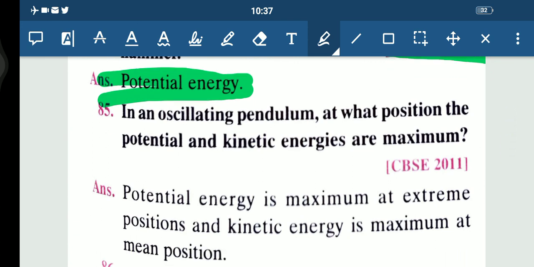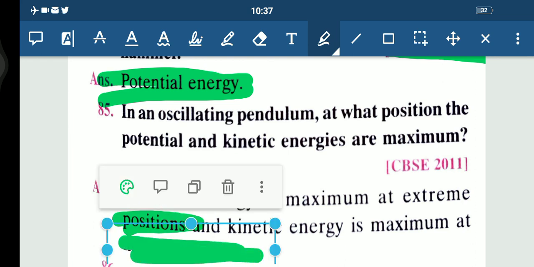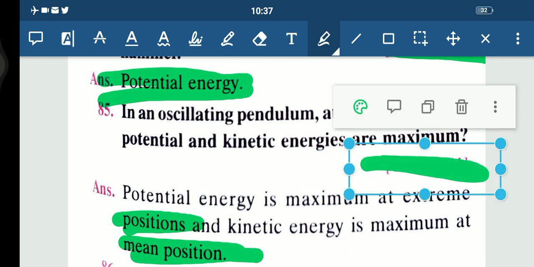And the last question is, in an oscillating pendulum, at which position are the potential and kinetic energy maximum? Potential energy is maximum at extreme positions, and the kinetic energy is maximum at the mean position. Fine. So I hope the topic is clear to everybody.